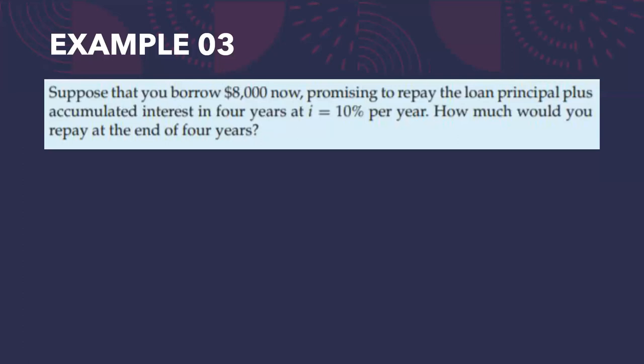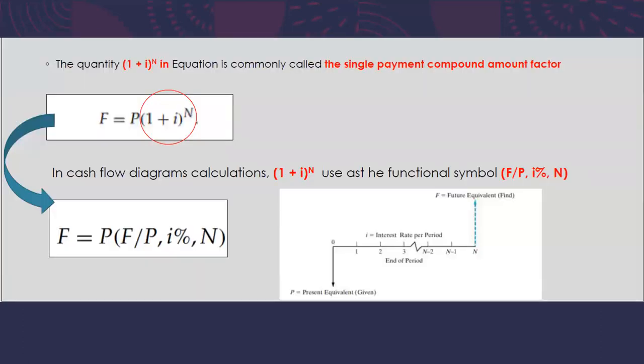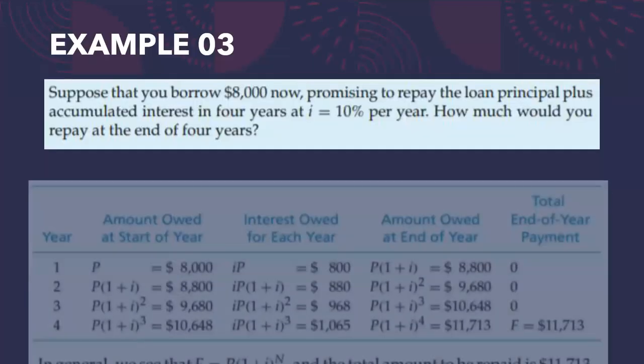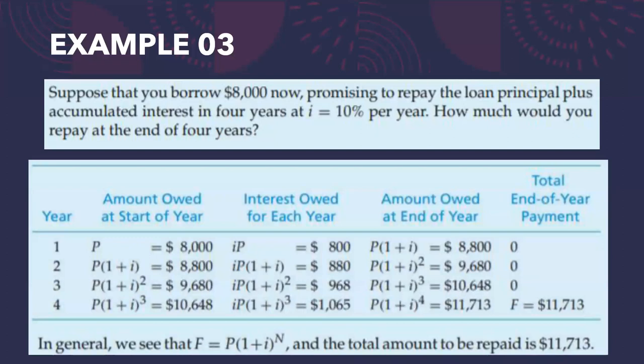In the question, what they ask is, suppose that you borrow $8,000 now and promise to repay the loan principal, the amount that you borrowed, plus the accumulated interest in 4 years. That means the time period is 4 years, and the interest rate is 10%. So you need to use this equation, F is equal to P into (1 plus i) to the power of N. Or else you can simply calculate it using the table, but it may take some time.